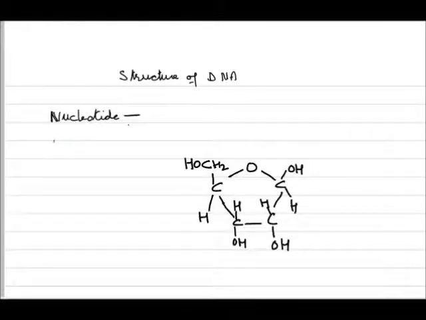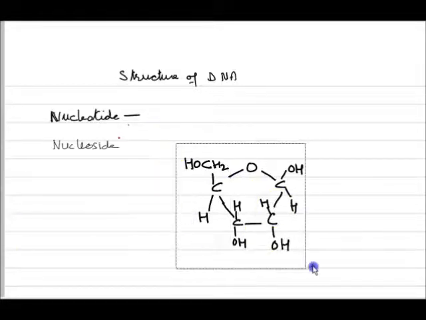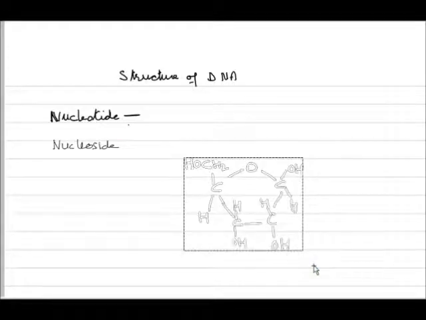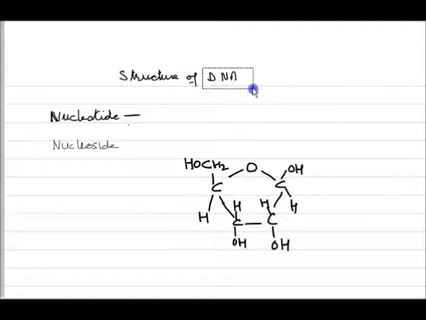Then another term which we have to explain first is the nucleoside. Now this nucleoside, when we take, this is ribose sugar, but as we know, in DNA it is not ribose sugar, it is deoxyribose sugar. So what we'll do, we'll take this oxygen from here, and now this becomes a deoxyribose sugar. So this is the deoxyribose sugar molecule over here.